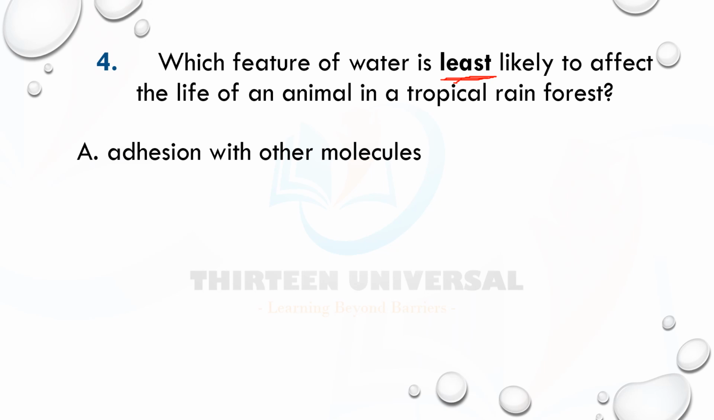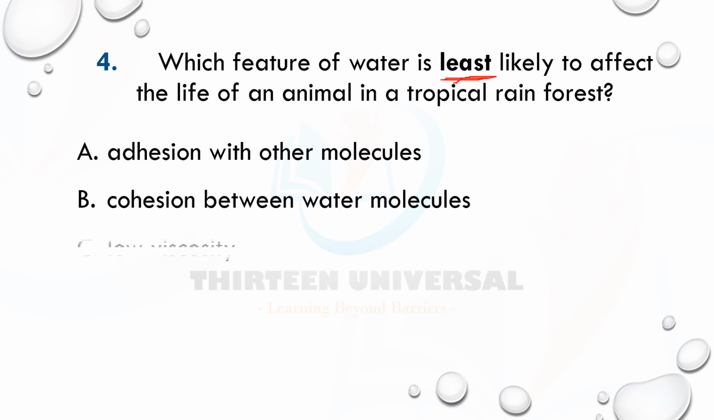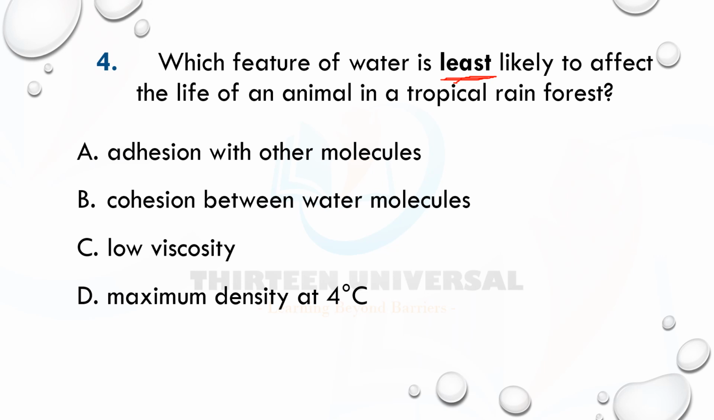A tropical rainforest has a lot of trees. A rainforest has a lot of high-rising trees, canopies, tall trees. So we're looking at the property of water that helps this animal. Remember, it's an animal. So which one? This is an animal.